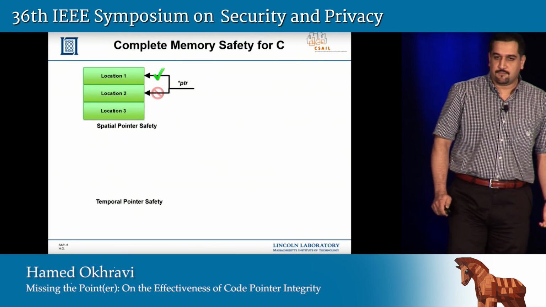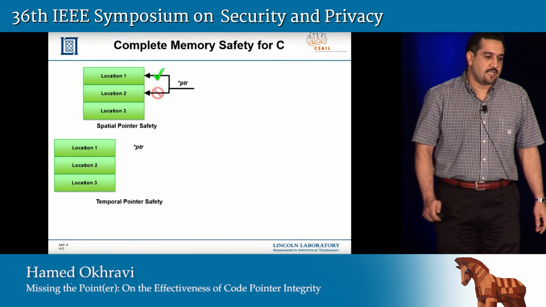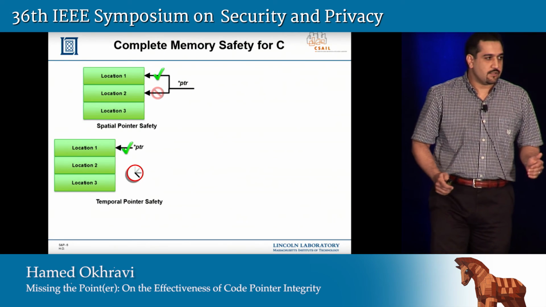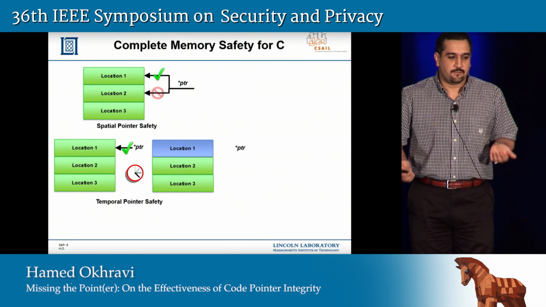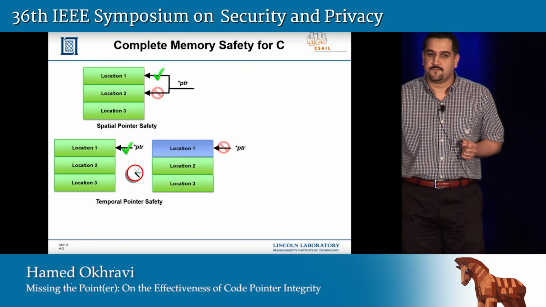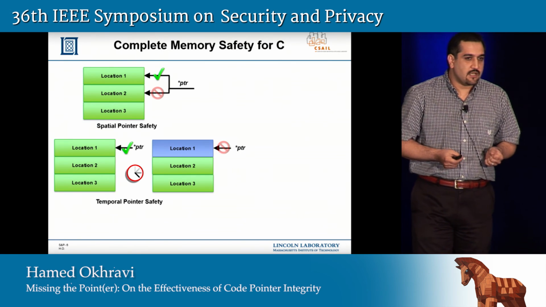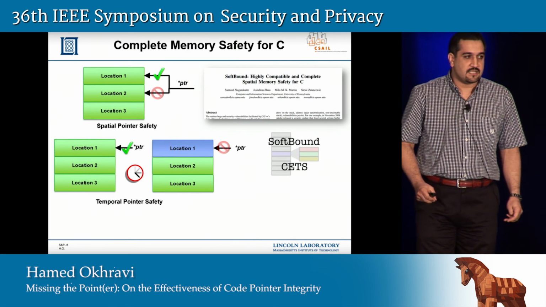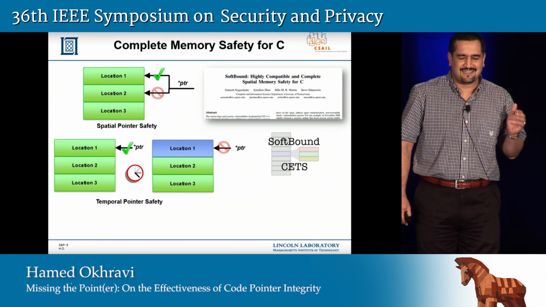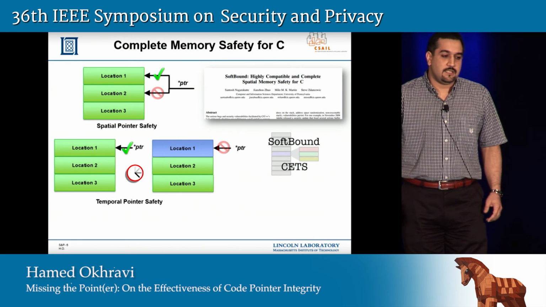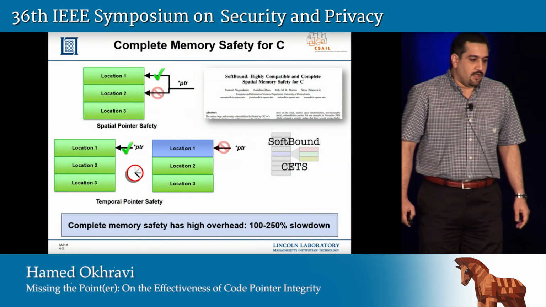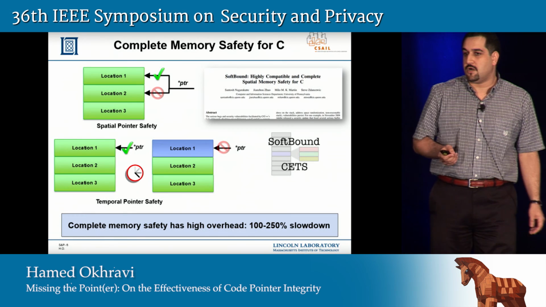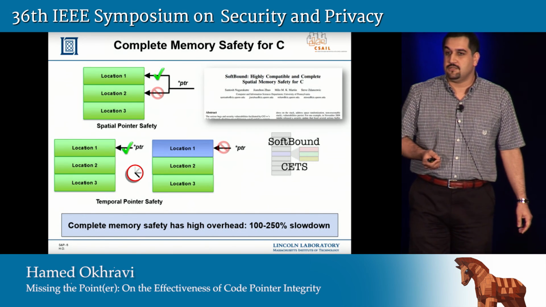The second property is temporal pointer safety, meaning that a pointer may be able to point to a location, but after some time, when that location is holding some other data value, the pointer is not allowed to point to that location. And there are techniques that have been implemented in the community that provide complete memory safety. For example, the SoftBound technique plus its CETS extension provides complete memory safety. Unfortunately, for unmanaged languages like C and C++, that comes at a high cost, more than 100% overhead usually.